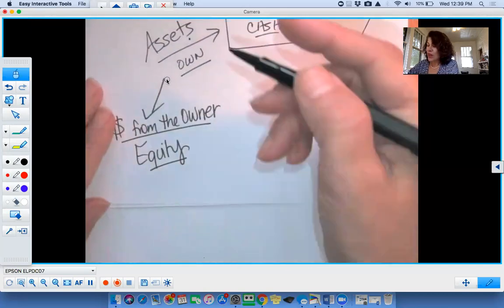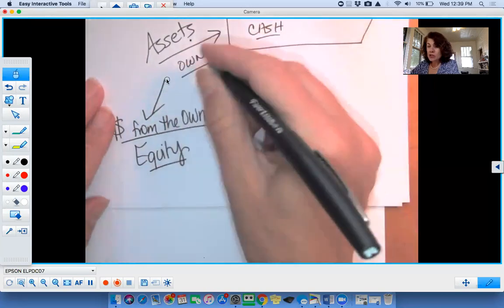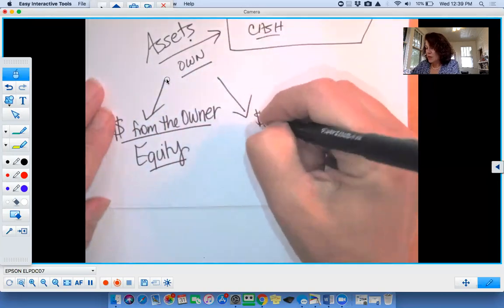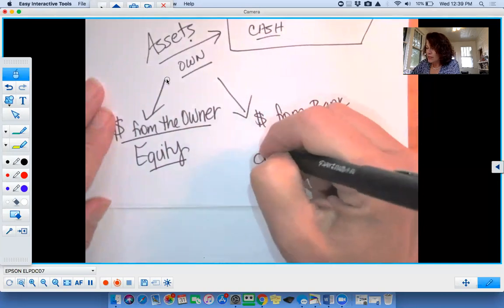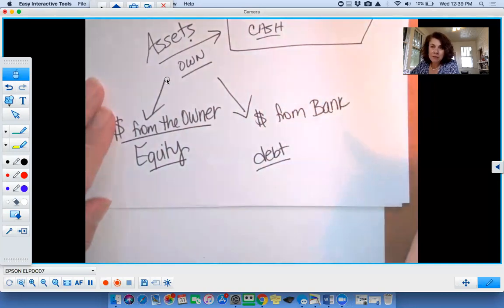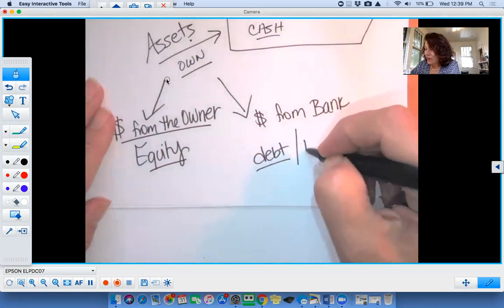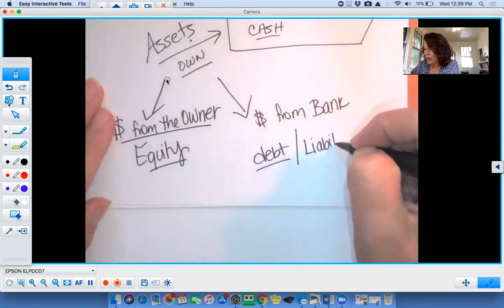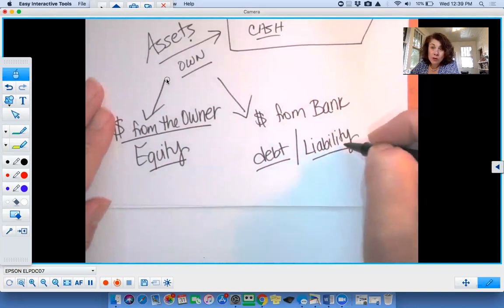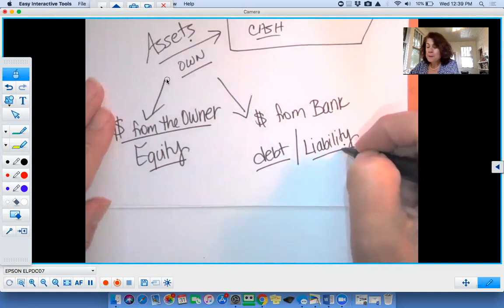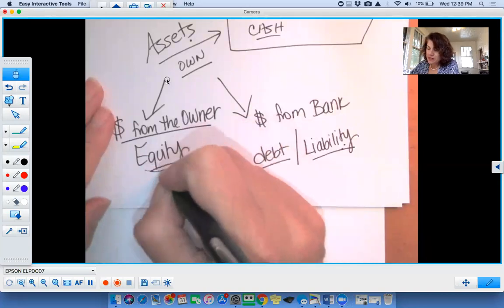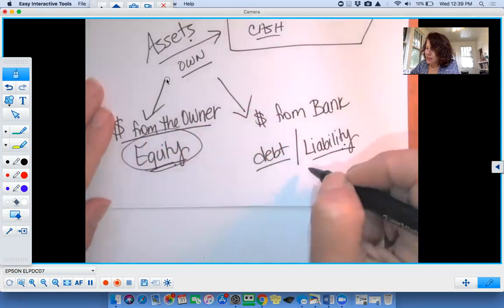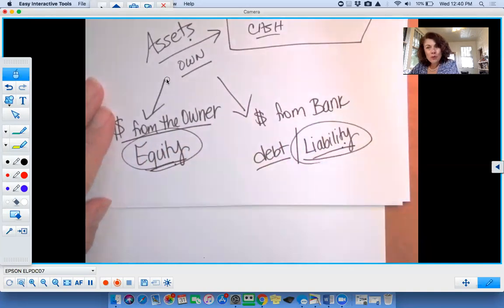Money from the owner is called equity. Another way to get cash to buy those assets is money from the bank. Money from the bank is called debt, D-E-B-T. The B is silent. And in accounting, that is called a liability. And that means you owe somebody money and you have to pay it back. Equity is when the owner makes investments in the company. That's the owner's ownership in the company. And liabilities are when you owe money. We'll talk more about these in the next video.